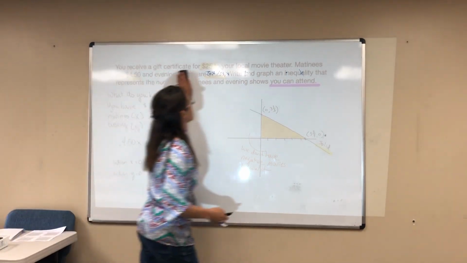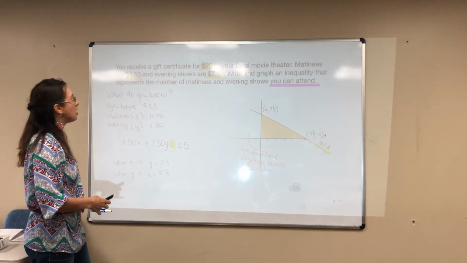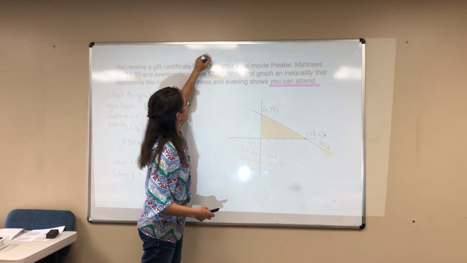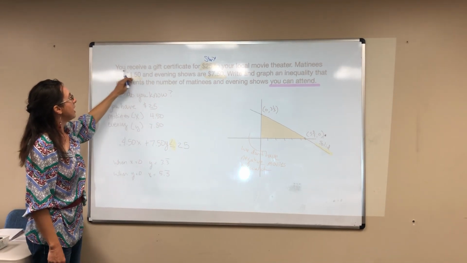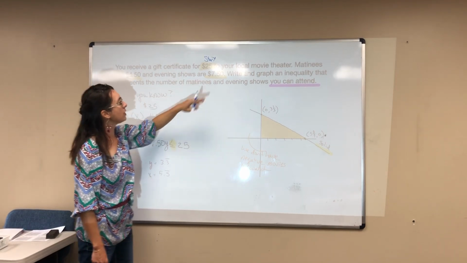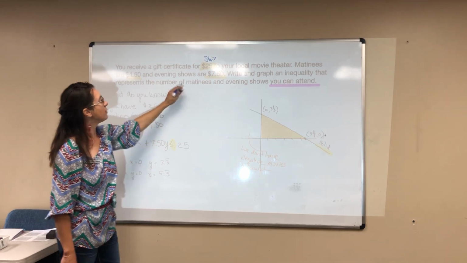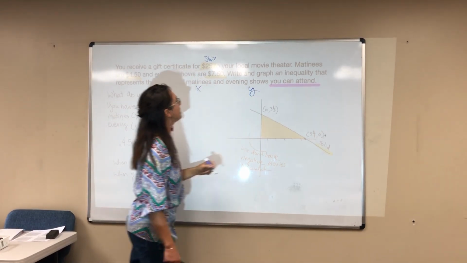Let's look at this one. We like going to movies. You get a gift certificate for $25 to your local movie theater. So here's your start, right? That's the money you're starting with. Matinees are $4.50 and evening shows are $7.50. Write and graph an inequality that represents the number of matinees. So we've got something for matinees, and we'll call the evening shows y, that you can attend.